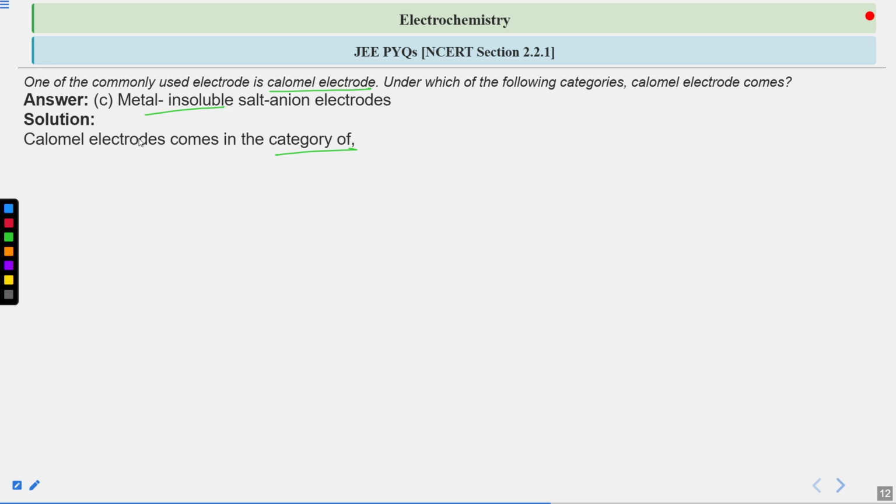So it has a metal, that is mercury, an insoluble salt, which is Hg2Cl2, and an anion. It has a KCl solution which has the ion Cl negative. So the calomel electrode comes under the category of metal insoluble salt anion electrode. That's why this is the category from the given options under which the calomel electrode comes, and hence our correct option is option C. Okay, let's move on to our next question.